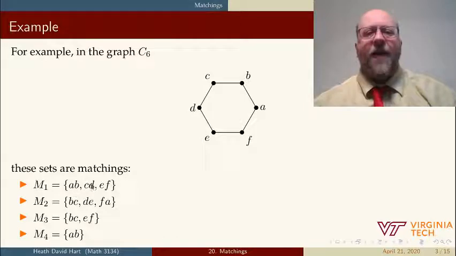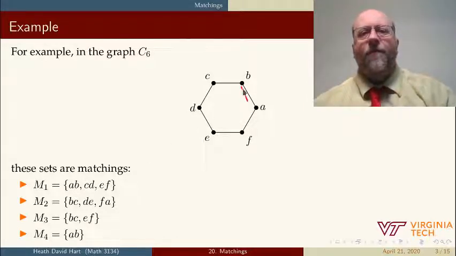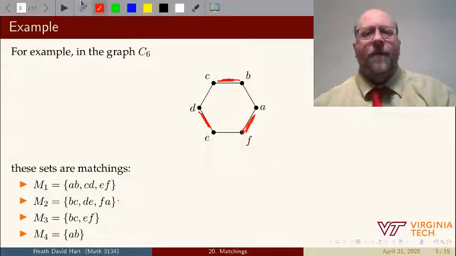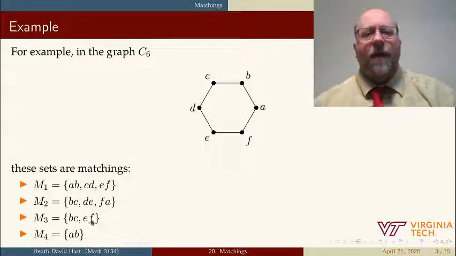So in this graph, all of these are matchings. The first matching, AB matches together, CD matches together, EF matches together. That's an example of a matching. M2 is also a matching if instead of matching these three edges, we match these three, BC and then DE and then FA. That's also a matching. This is also a matching, BC and EF.